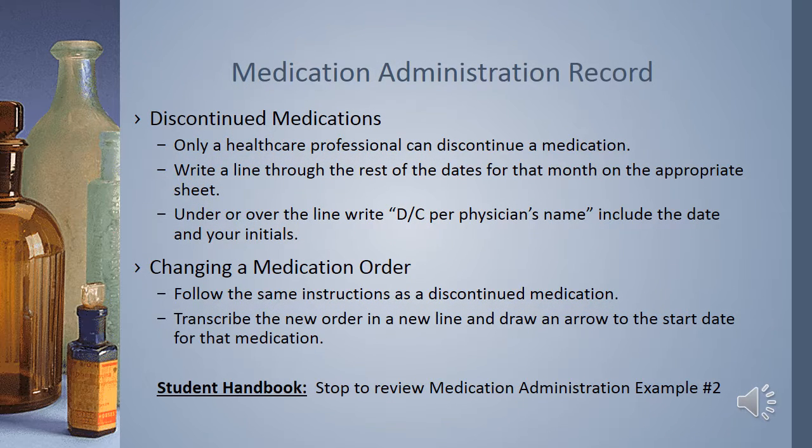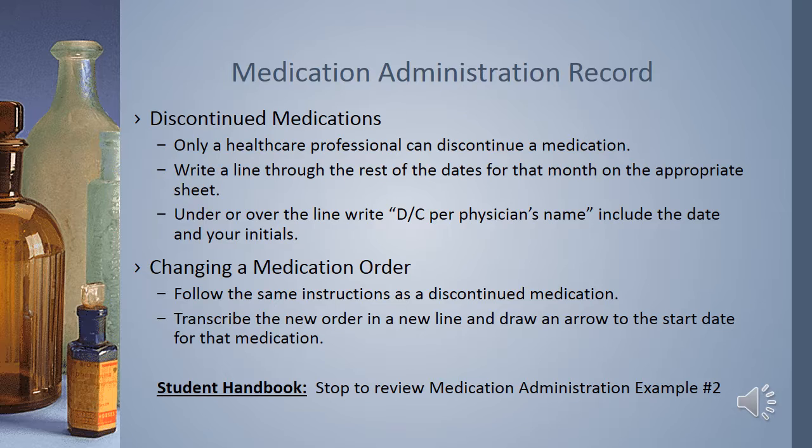Sometimes medications are discontinued. So for discontinued medications, you need to ensure that only a healthcare professional has discontinued the medication. Write a line through the rest of the dates for that month on the appropriate med sheet. Under or over the line, write D/C for discontinued, per, and then insert the physician's name. Include the date and your initials.